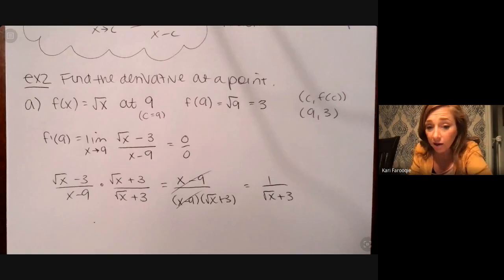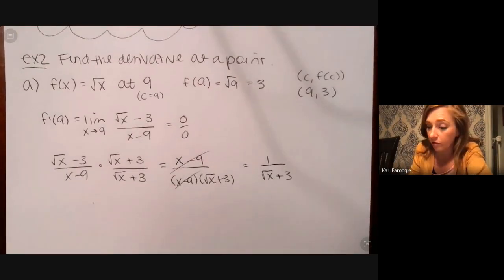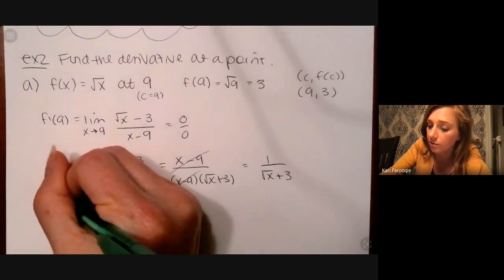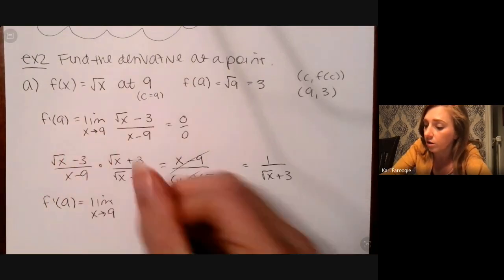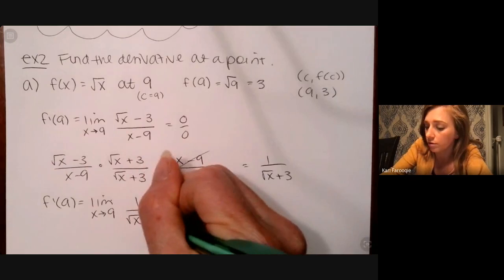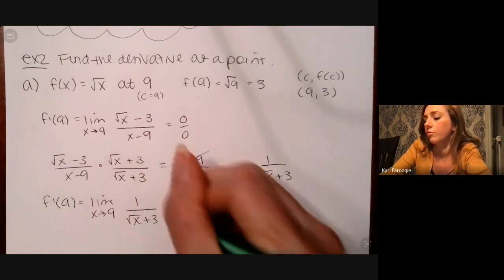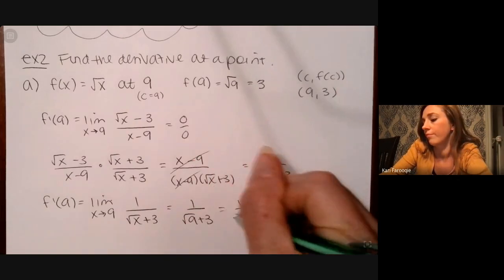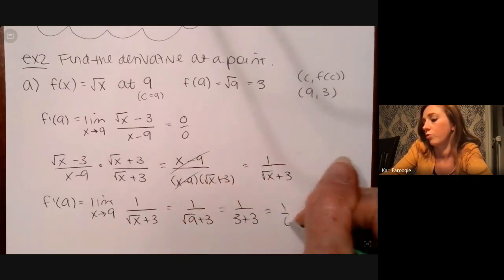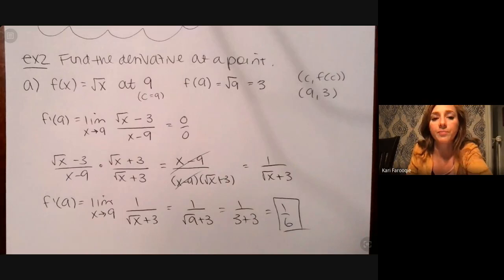Now you can go back to your limit and put this expression back into that limit. So now we're looking for the limit as x approaches 9 of 1 over the square root of x plus 3, which is 1 over 6.